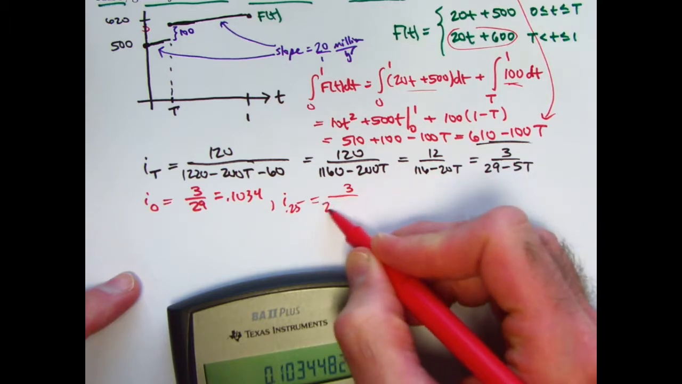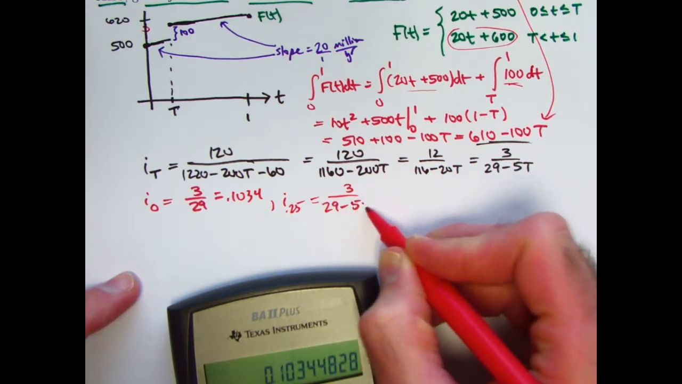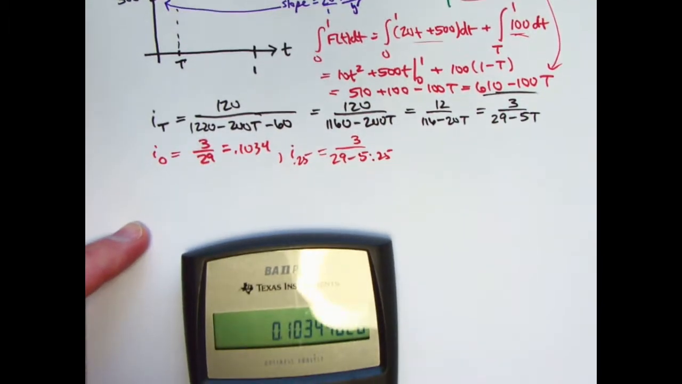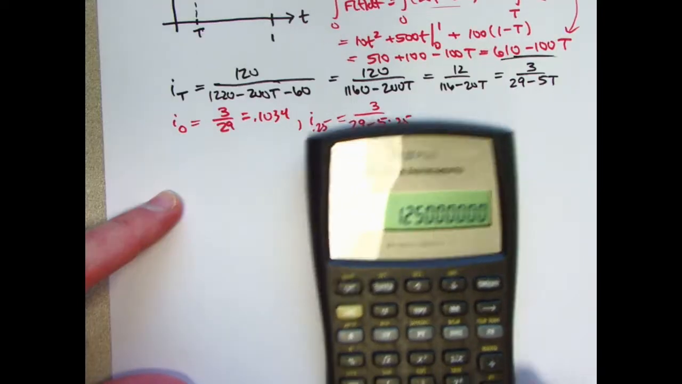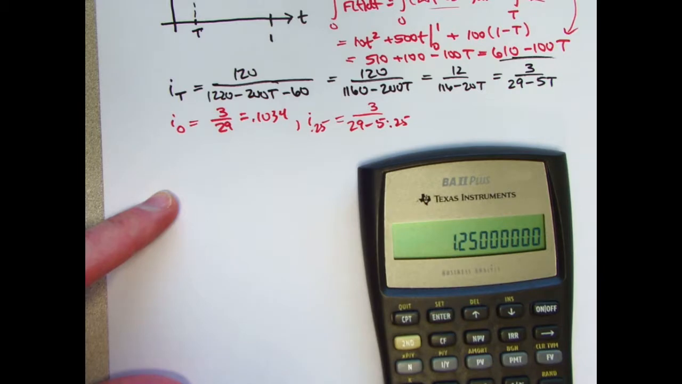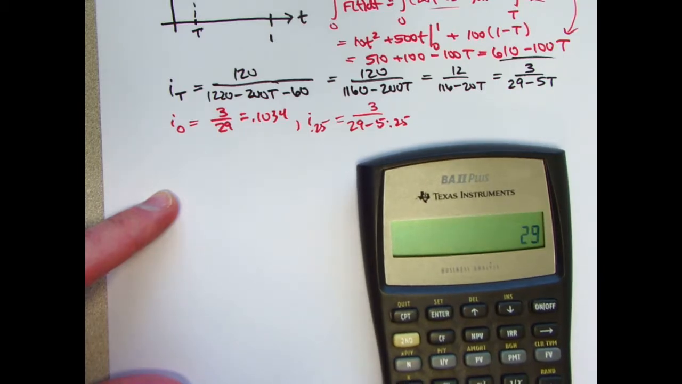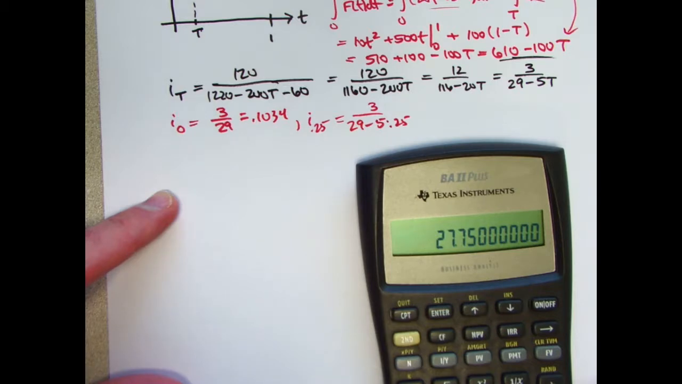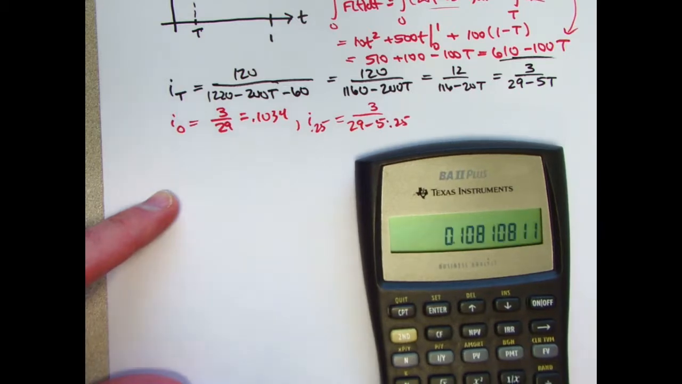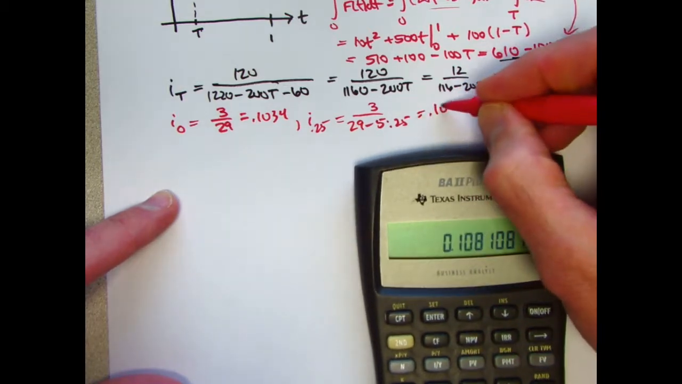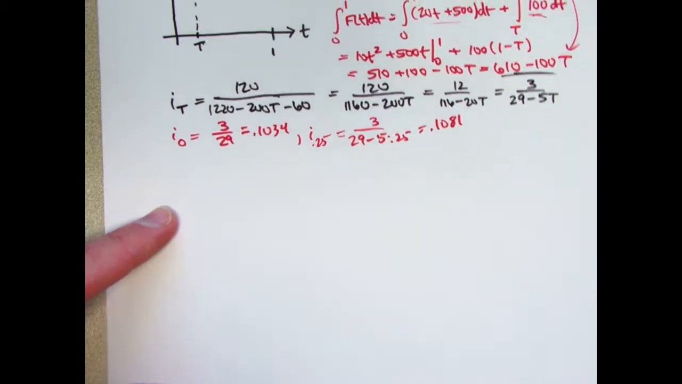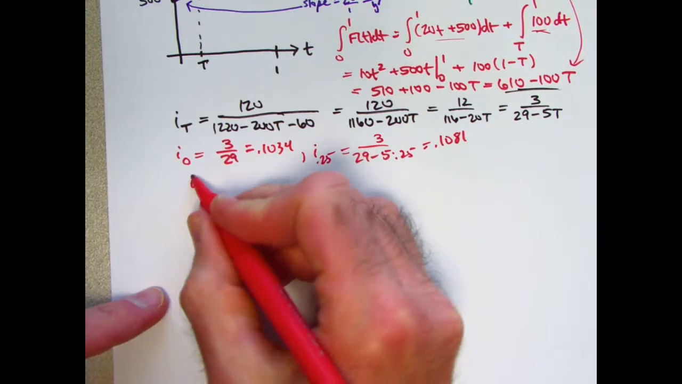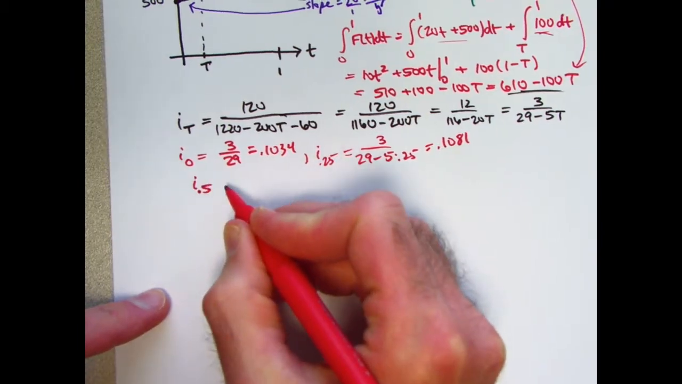3 over 29 minus 5 times 0.25. 0.25 times 5 is that. Subtract that from 29. Take the reciprocal of that times 3, and get about 0.1801. Let me just say the answers for the other ones instead of spending time with the calculator so we can get to some other stuff here.